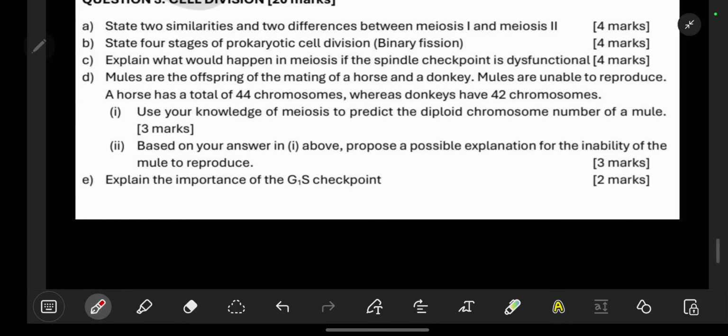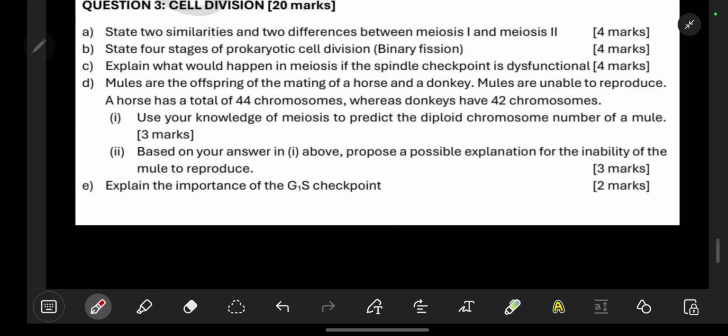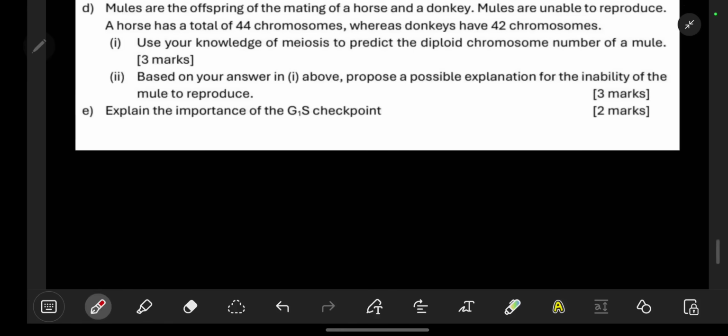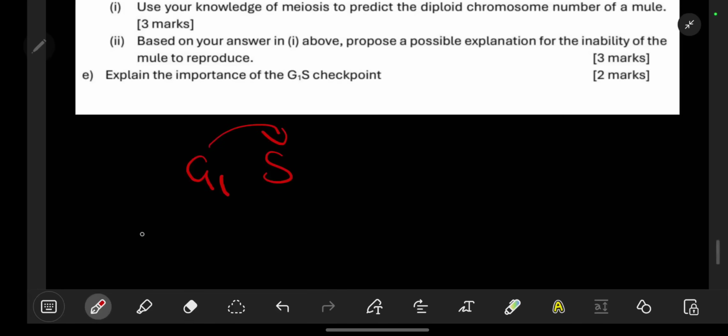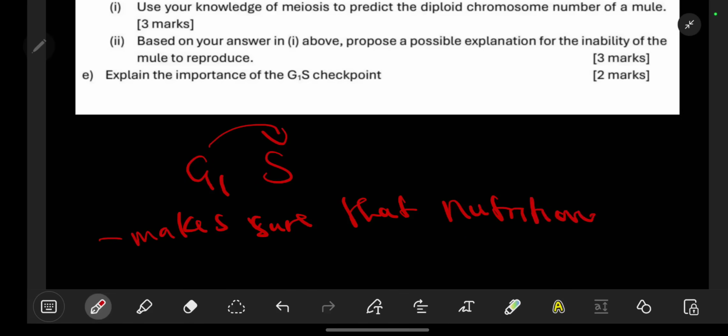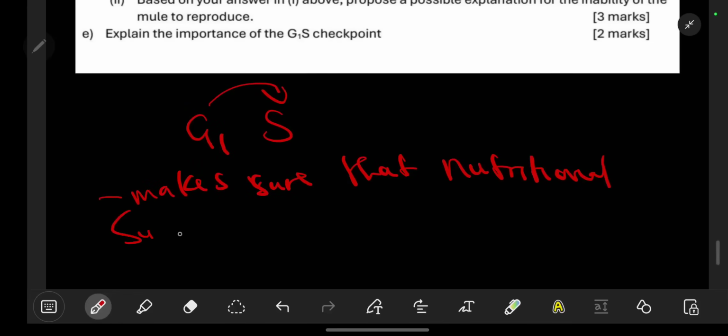So we are here. It says: explain the importance of the G1/S checkpoint. So the G1/S checkpoint of the cell cycle is when the cell is about to go into S phase, which is the synthesis stage. So why is it important? The importance of G1 is that it makes sure that there is nutritional sufficiency.